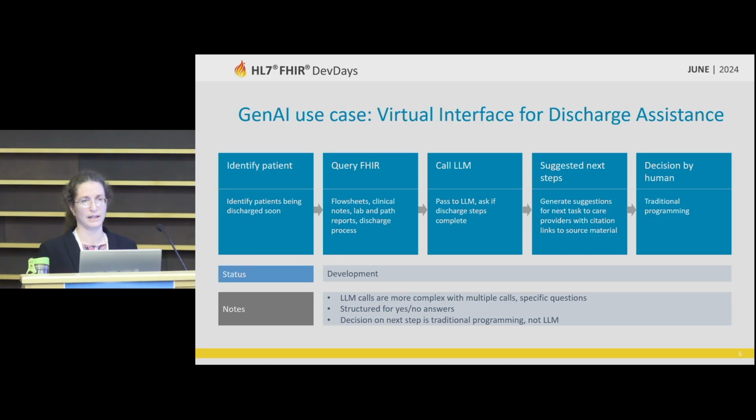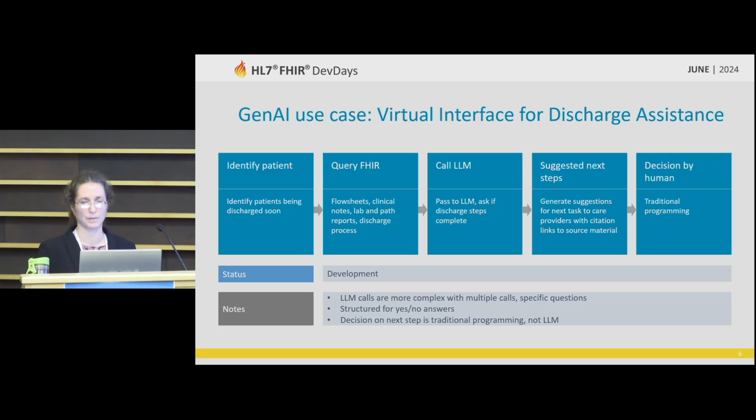We'll query FHIR in this case. This is not run quite as often. We don't need up-to-the-minute data, so we're not going to use the streaming subscription for this one. We'll query FHIR for all the relevant resources. So this will be flow sheets in the observation resource, clinical notes in document reference FHIR resources, lab and pathology reports. And then pass that information to the LLM and say, has this step been done?